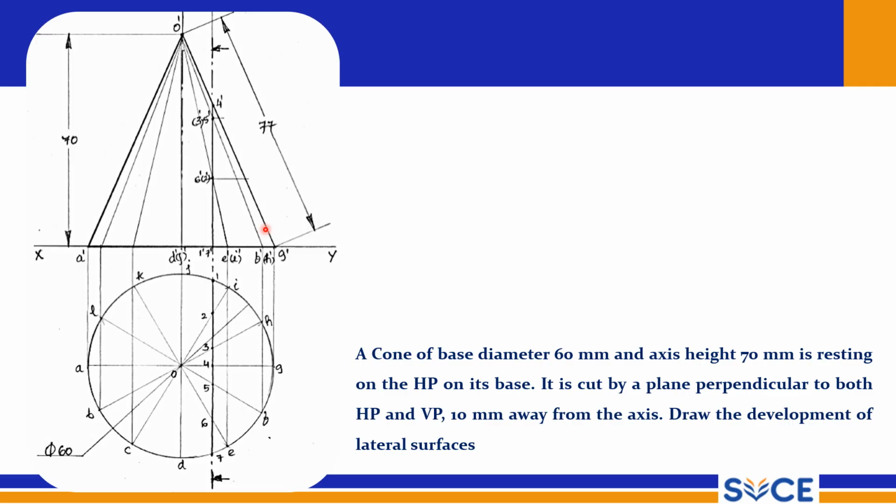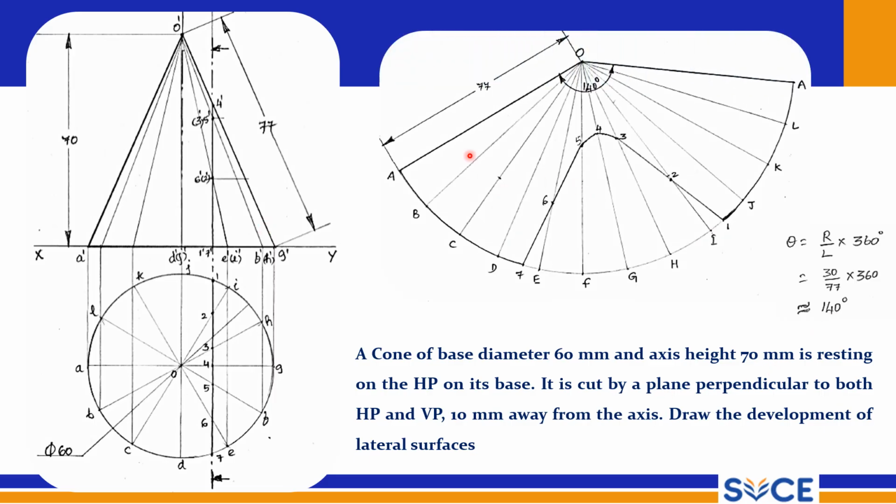As usual, you calculate R by L into 360, so that gives me 140 degrees. That is projected here, and these are the cutting points. You mark them on the corresponding generators, and this retained portion should be drawn with thick lines. So that's all you have to do. It is a kind of problem where the cutting plane is perpendicular to both HP and VP.